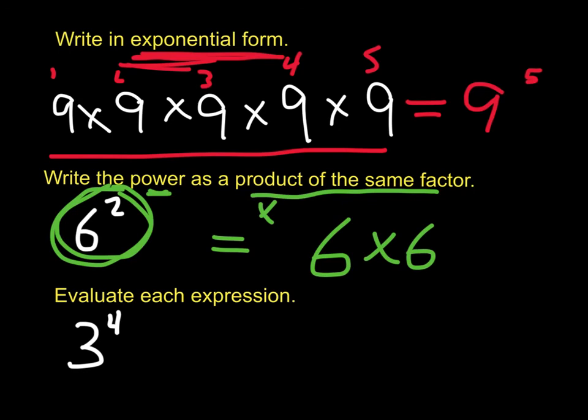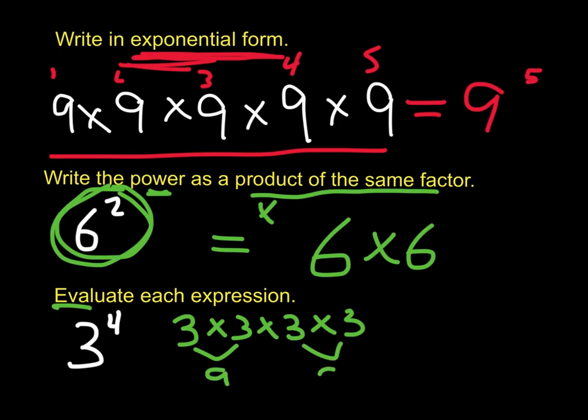In the last one here, evaluate each expression. Remember, evaluate means solve. I'm just looking at this one, and I'm actually going to write it out when I do these. So 3 to the 4th power is 3 times 3 times 3 times 3. We did this one earlier. That equals 9, that equals 9. I multiply those together, I get 81.